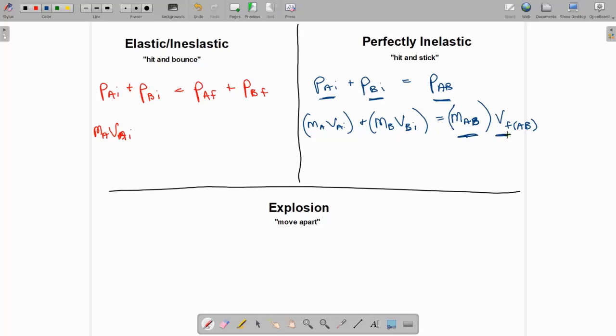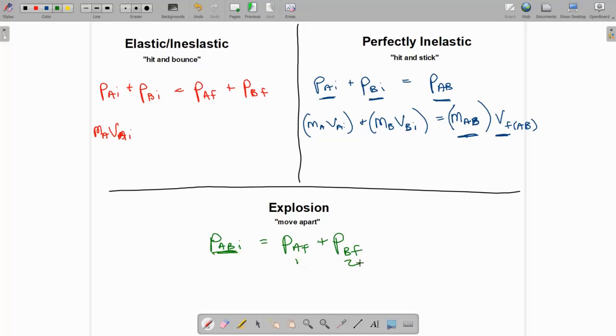Now the explosion would be basically the opposite of that. The objects start together, so the momentum of A and B initial is equal to the momentum of A final plus the momentum of B final. Because in the explosion, they move apart, right? So they start together as one object, and then they become two objects.